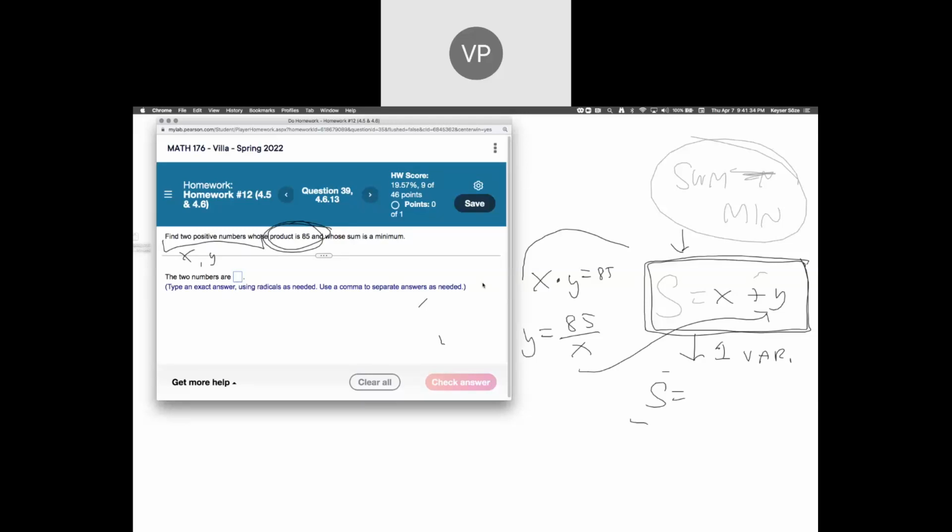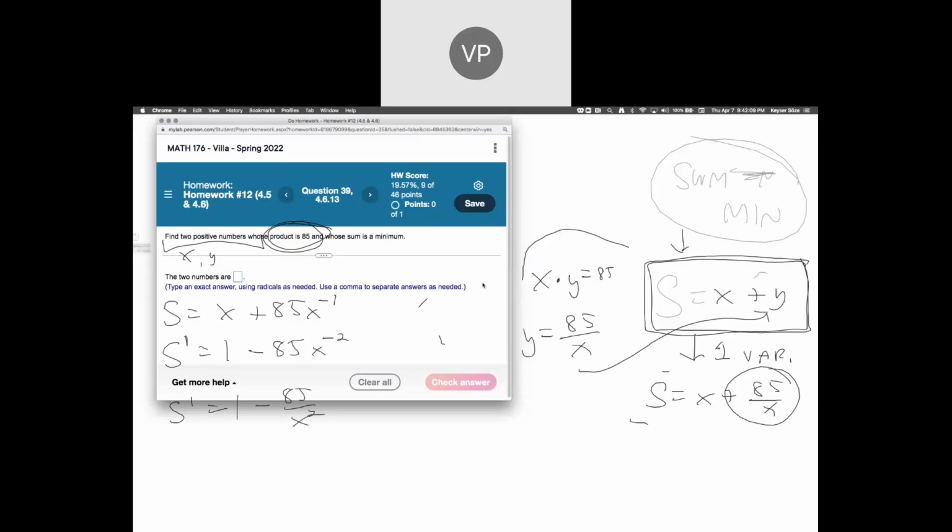So my sum is now going to be x plus 85 over x. And that is the thing that I need to take the derivative of. S equals x plus 85x to the negative 1. And notice I put it in that form, 85x to the negative 1, because I know I'm taking the derivative next, so let's get it in derivative form. So S prime is 1 minus 85x to the negative 2. So S prime equals 1 minus 85 over x squared.